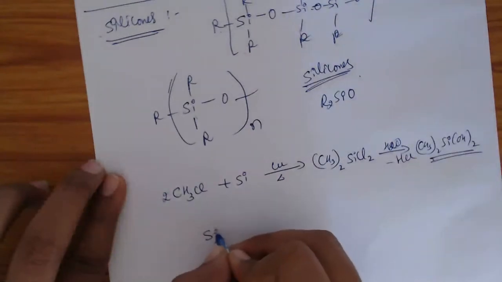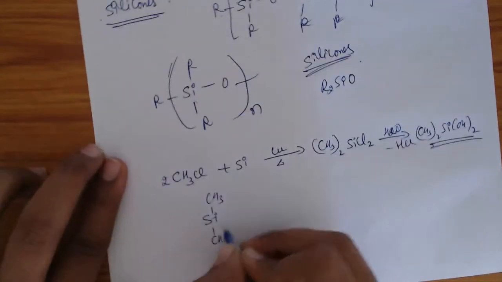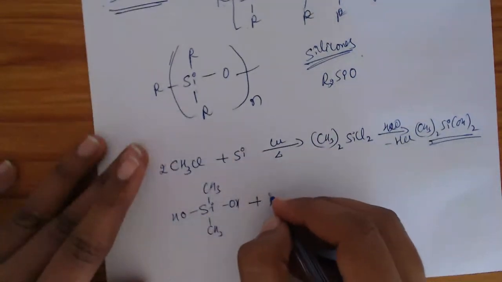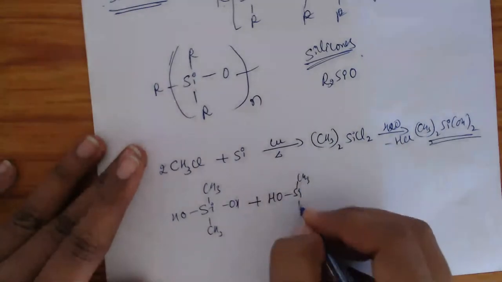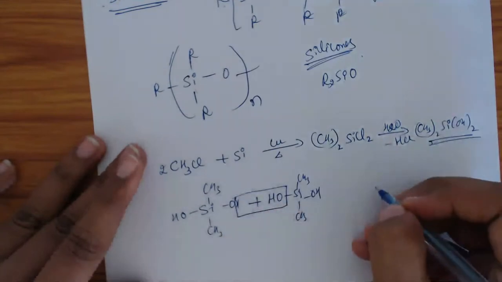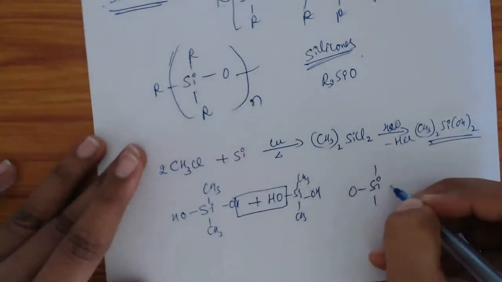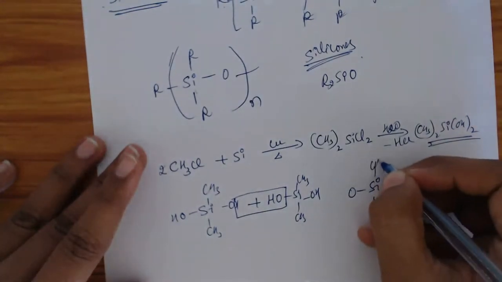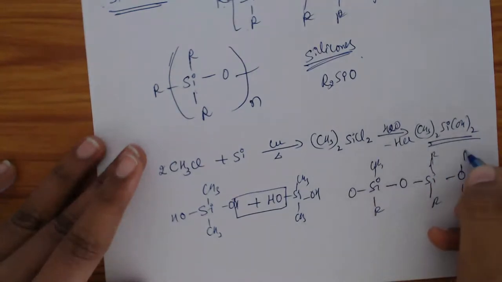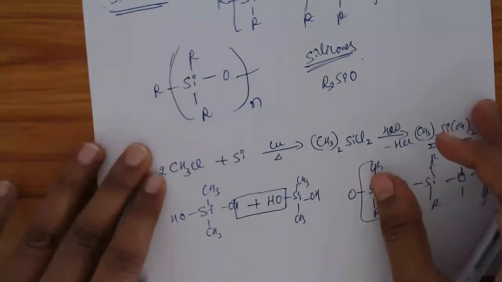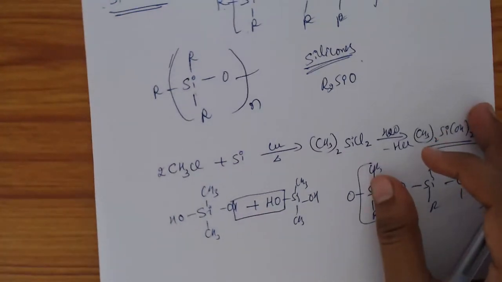I'll write this structure. Si is there, CH3, OH. Next, plus HOSi(CH3)2OH. So by the removal of the water molecule, it is a condensation polymer. It forms O-Si(CH3)2-O-Si. So this is the structure. Here all the CH3, the R group, I'll write here. Silicon R. I hope you understood. So this is the way how we get the silicone straight chain.